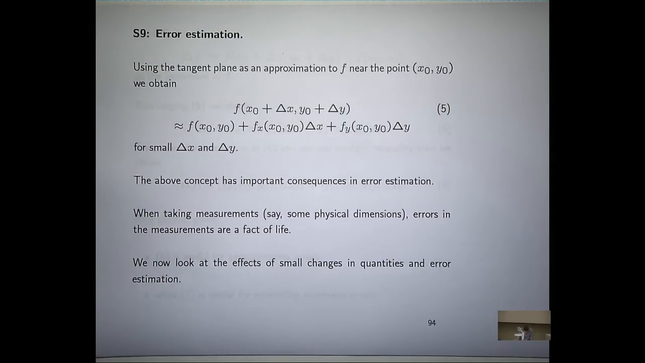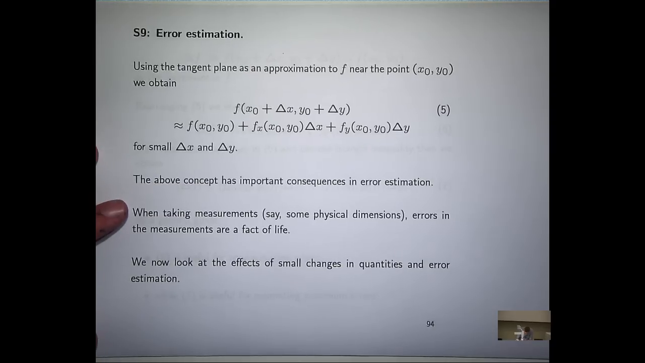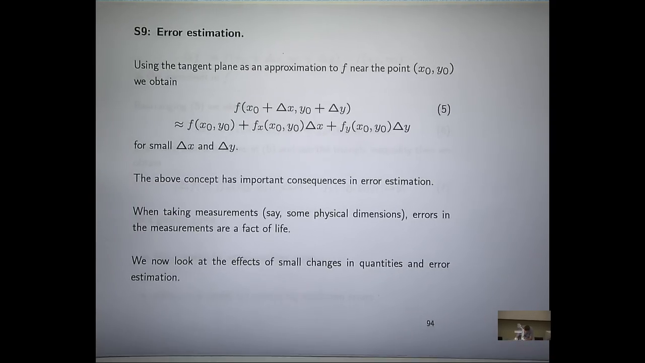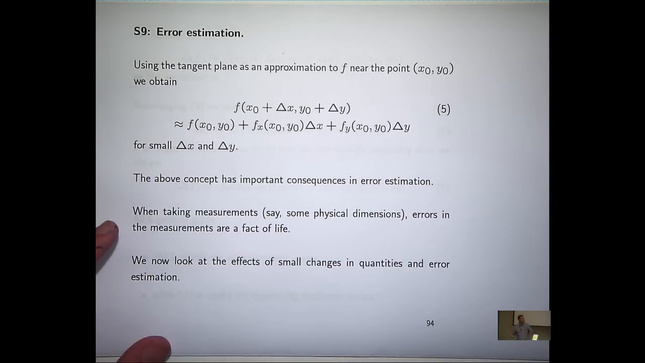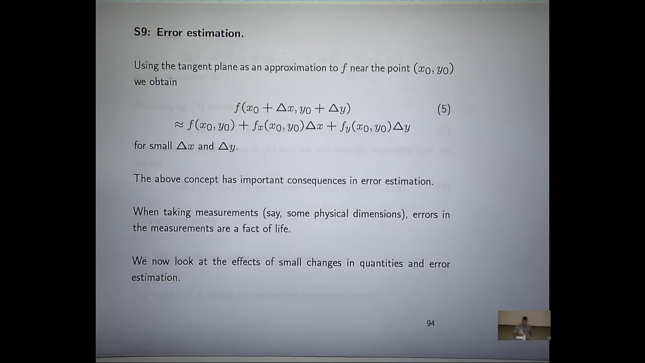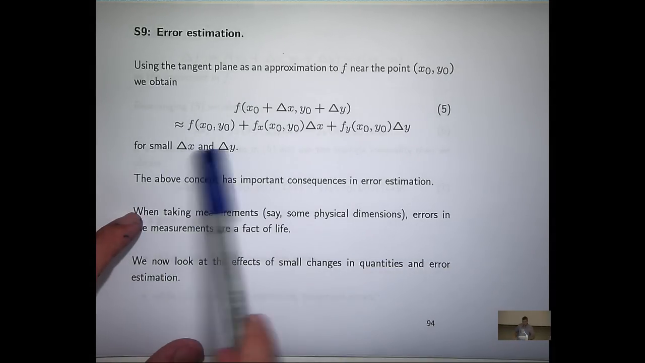how can we use the tangent plane to form some sort of approximations? That's really what we want to talk about in the rest of the lecture. Now, if we use this kind of approximation based on the equation of a tangent plane, for these small quantities, delta x and delta y, you can see that we've got some sort of approximation, as long as these two things are small.